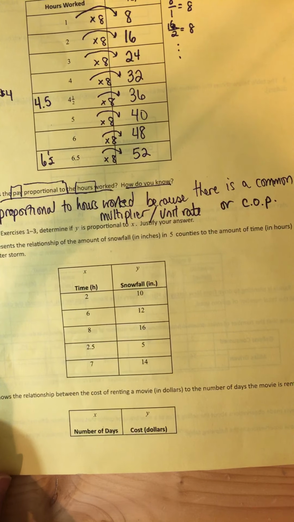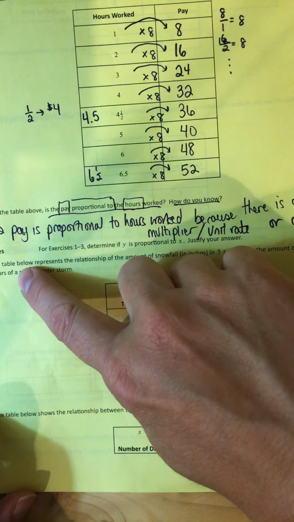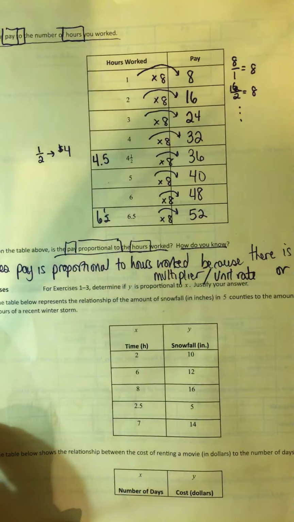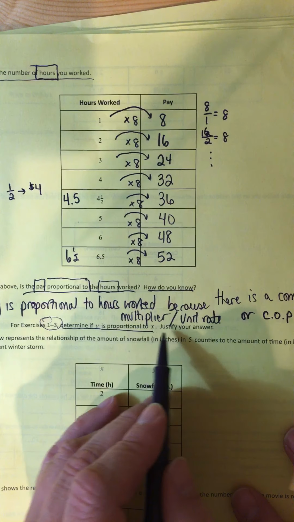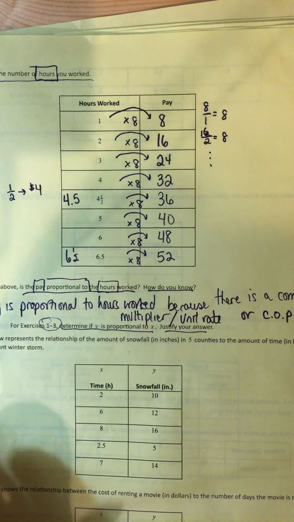We're on page 8, and this is exercise 1. The directions here go for all of 1, 2, and 3. So exercises 1 through 3. Determine if y is proportional to x and justify your answer.